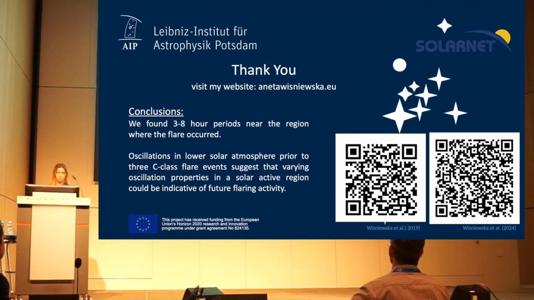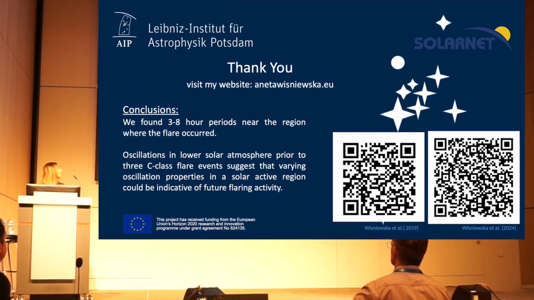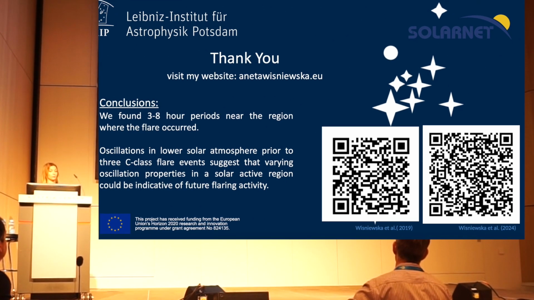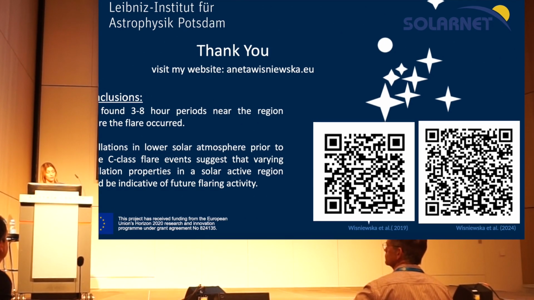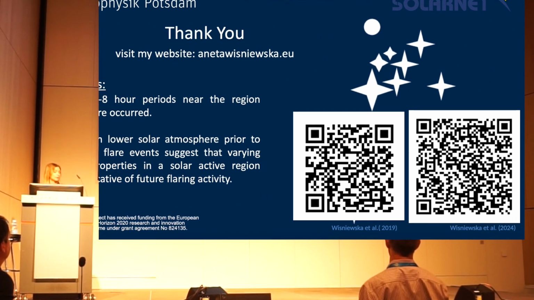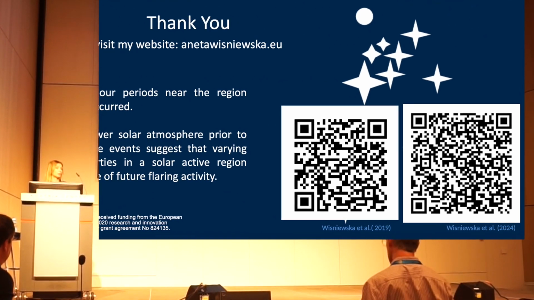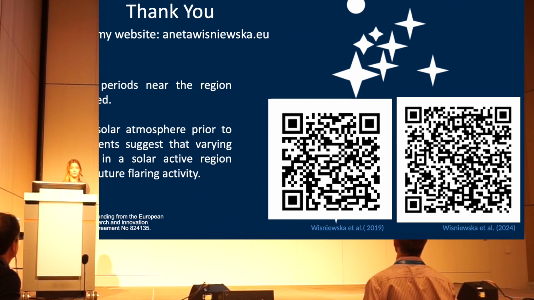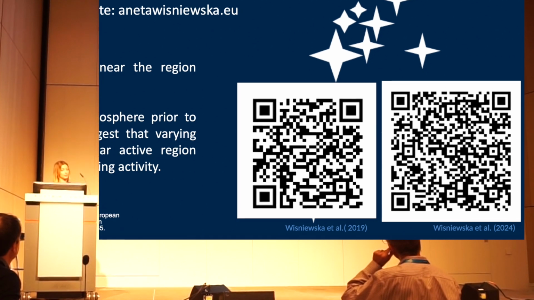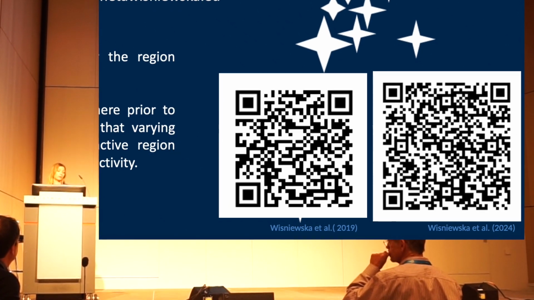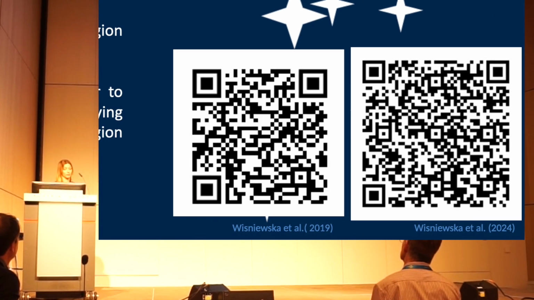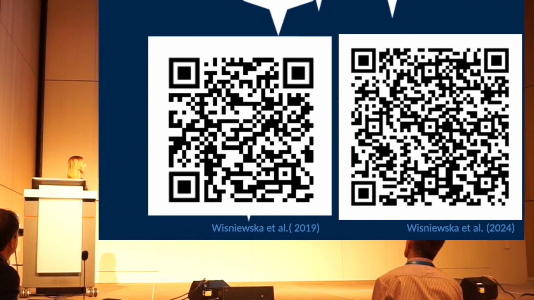I think one slide is missing maybe, but okay. Our conclusion is that we found 3 to 8 hour oscillation periods near the region where the flare occurred. More studies have been done in this direction, and we want to implement machine learning to improve such studies. Oscillations in the lower solar atmosphere prior to the 3 C-class flares suggest that varying oscillation properties in a solar active region could be an indicative parameter for future flaring activity.